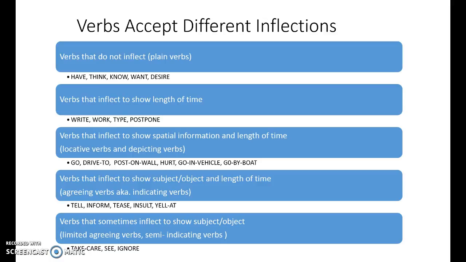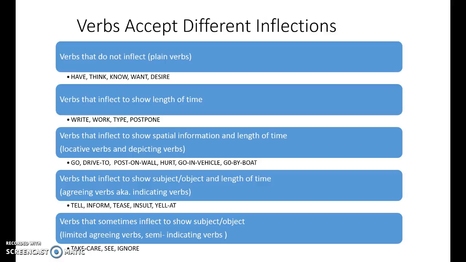Now, as we move down the list, we can see certain verbs that are sometimes called directional verbs, but as linguists, we're a little more specific than that. Some of these verbs show where things happen. Verbs like go, or drive to, or post on a wall, or hurt. These verbs are called locative verbs because they tell us the location of something. And these verbs are also able to inflect for length of time. So you can take the sign go and mean go and again, or go continually. You can sign hurt for a long time or hurt repeatedly, as well as moving these verbs to show different locations.